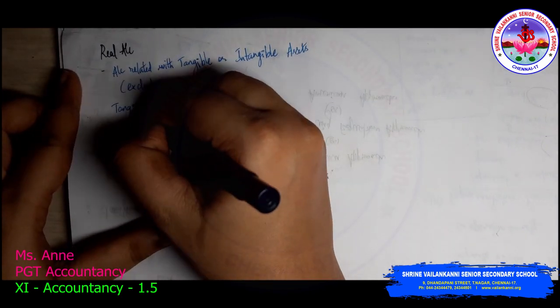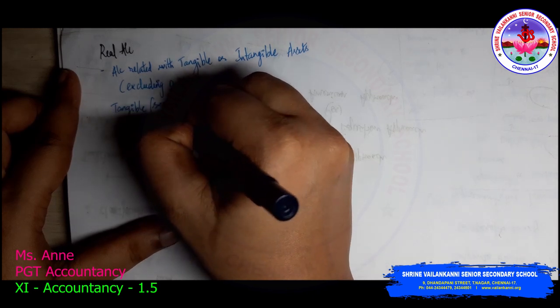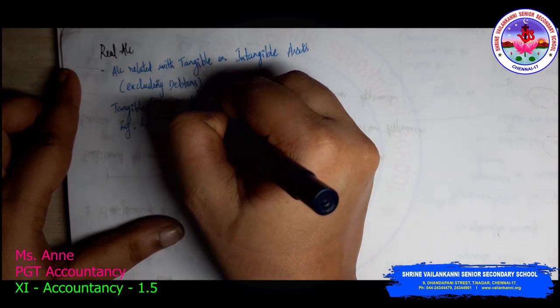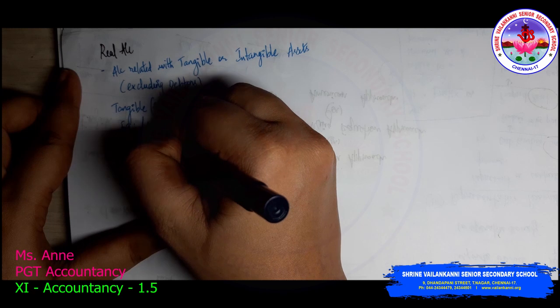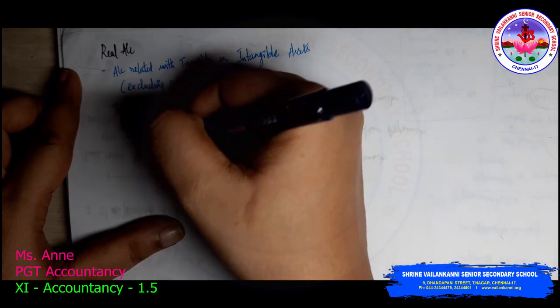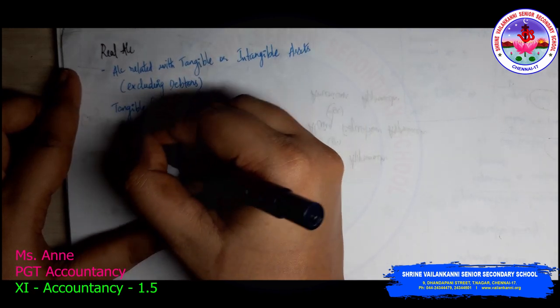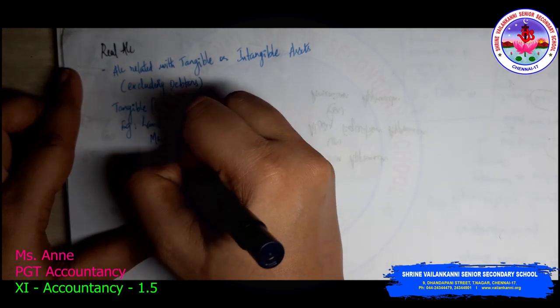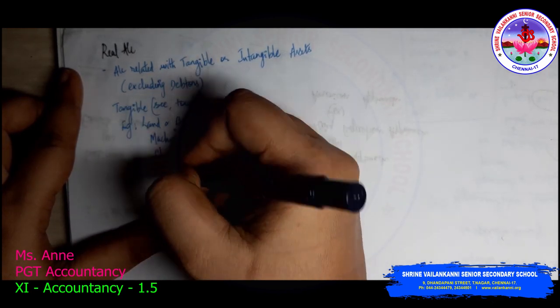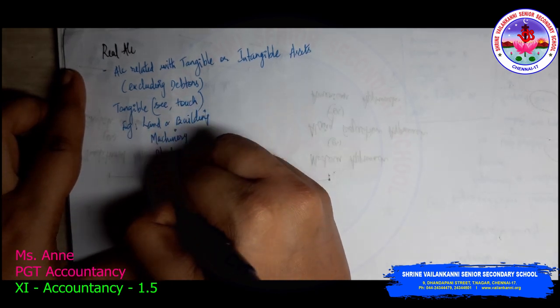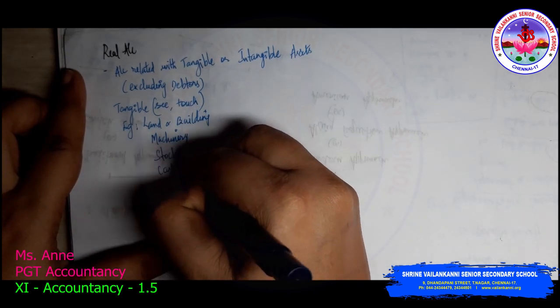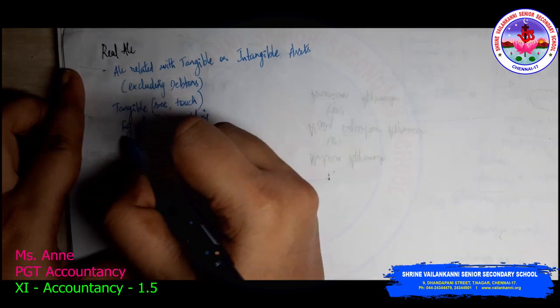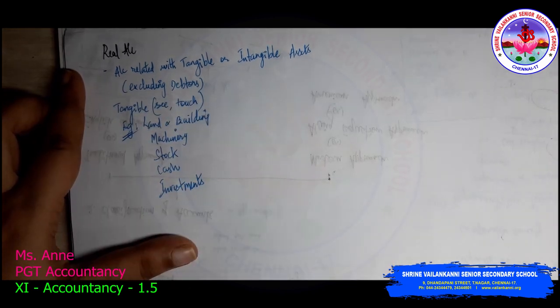So land and building, machinery, you have stock, cash, you have investments. These are all examples of tangible assets.